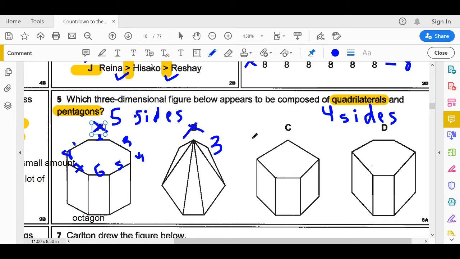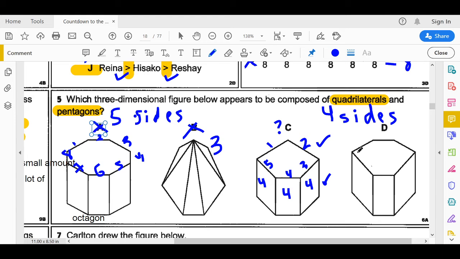Letter C. Right here, 1, 2, 3, 4, and 5. 5 sides on that face. So maybe this might be correct. And then right here, 1, 2, 3, 4. It is a quadrilateral. This is a quadrilateral too. And 1, 2, 3, 4, quadrilateral. Well, this one covers the 2 requirements. So I'm going to put a question mark there. That might be correct.